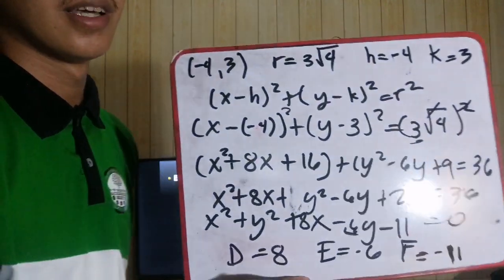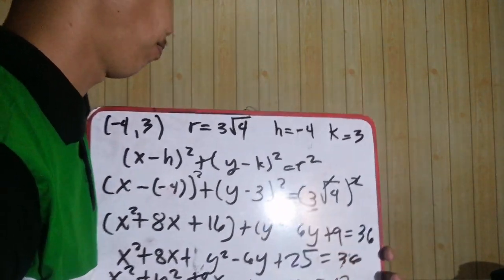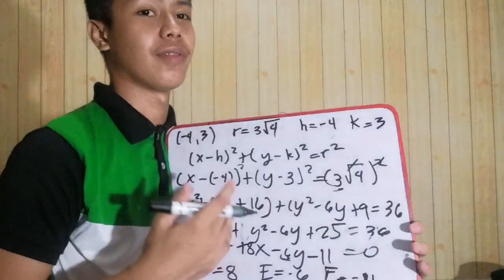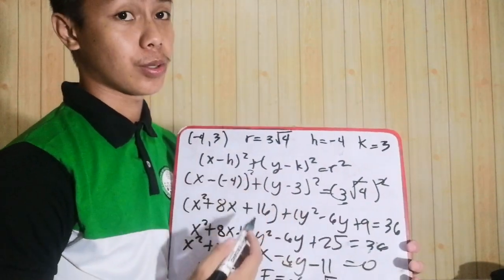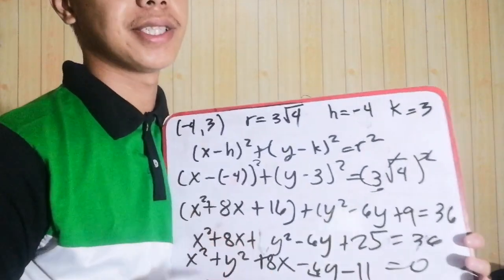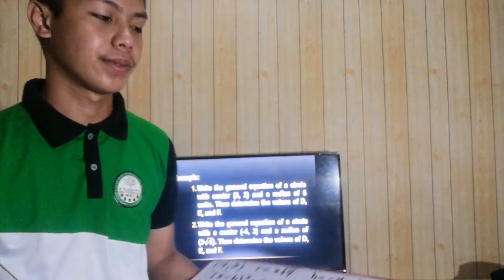Okay, got it? So, that's it. To get the value of D, E, and F in the general form using the center-radius form, those are the only steps. Our method is easy. Questions? Got it? You just need to familiarize yourselves with the general form and the center-radius form, and be careful with substituting. Okay, since no questions, let's proceed with our second activity.